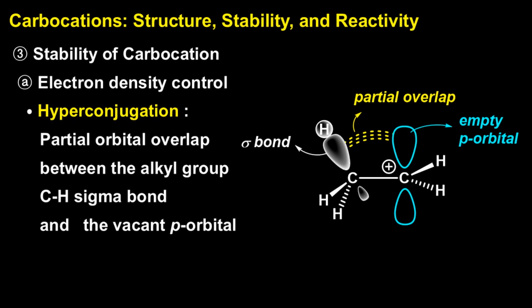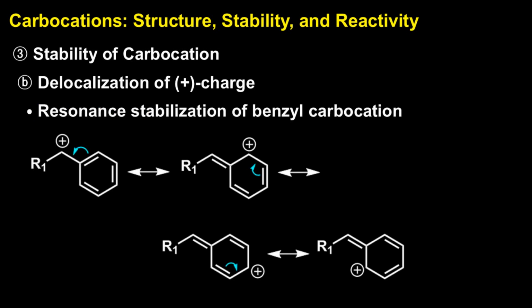So it's not just about inductive effects or resonance. Hyperconjugation adds another layer of stabilization that really matters. Resonance stabilization is another powerful way carbocations can become more stable, and in some cases, it makes a huge difference. When the positive charge can be spread out over multiple atoms through resonance, the carbocation becomes a lot less reactive and much more stable.